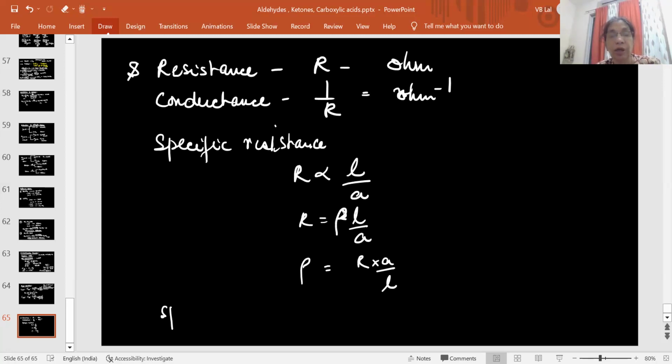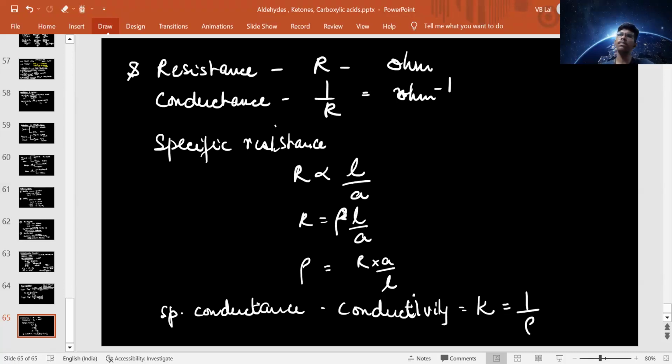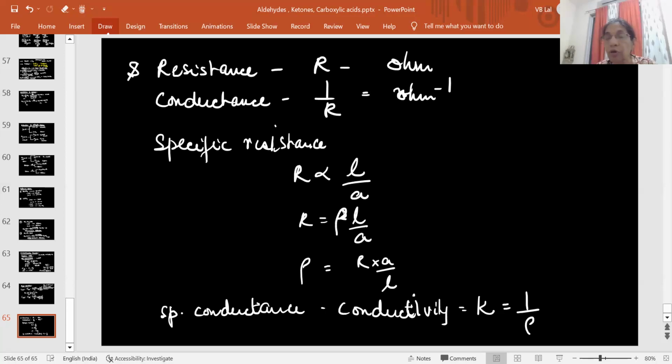Then what is specific conductance? Specific conductance, also known as conductivity. It is measured in kappa, and that is equal to 1 by rho. Okay. So what, sigma, ma'am? 1 by rho? We call it sigma, ma'am. No, not sigma, kappa. You call it kappa, K.